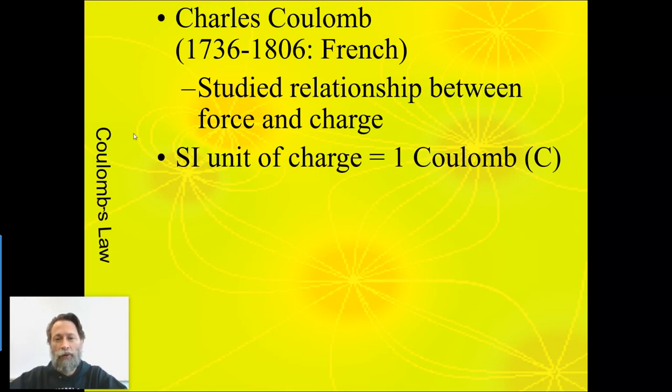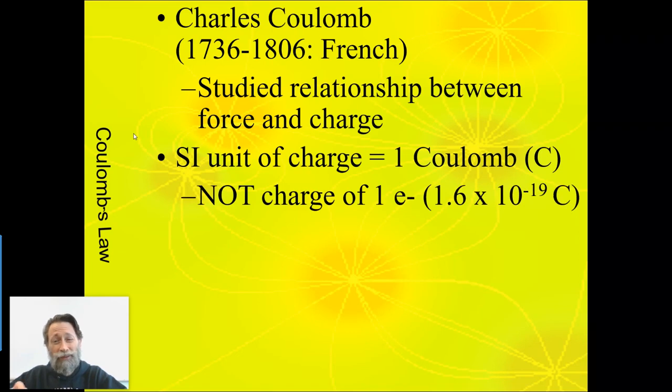1 Coulomb is how much charge 1 amp will produce in 1 second, how much charge it pushes in 1 second. Another way to think of it is if you have a 100-watt light bulb, that's about how much charge is passing through it every second, 1 Coulomb's worth.